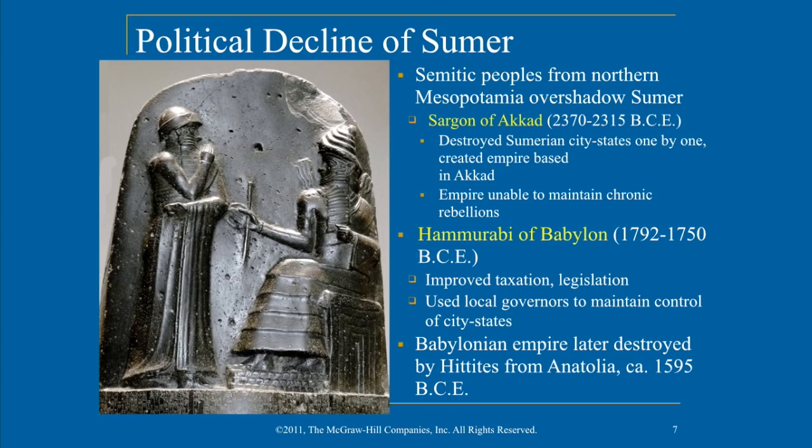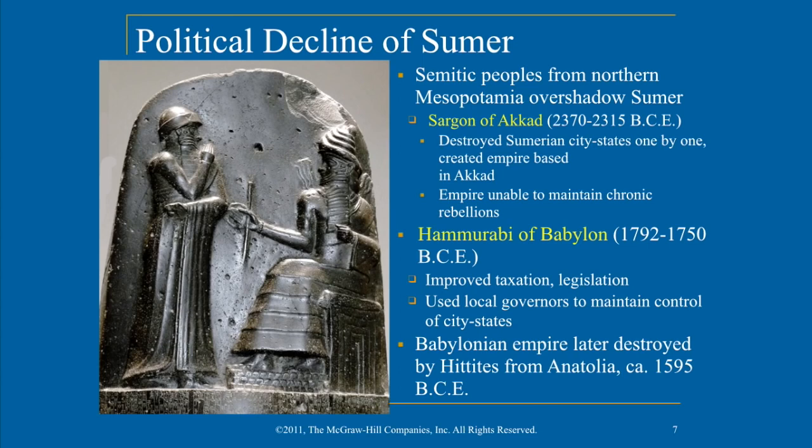But what ends up happening is Sargon of Akkad understands that if we just go around and destroy city-states one by one, eventually they won't be able to band together and help each other, and I'll be in charge. He runs it from Akkad. The empire is also unable to maintain itself against chronic rebellions. People just pop up and say, we don't want to be ruled by you anymore, so it slowly crumbles under pressure from rebellions inside the city-states.